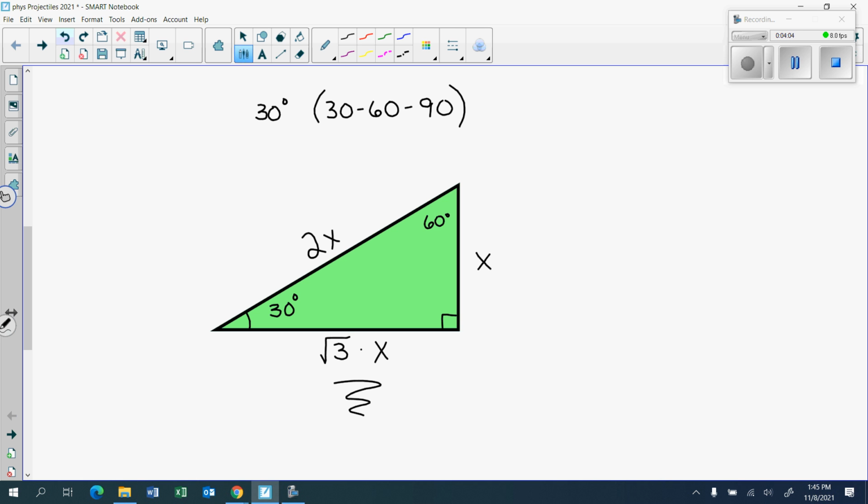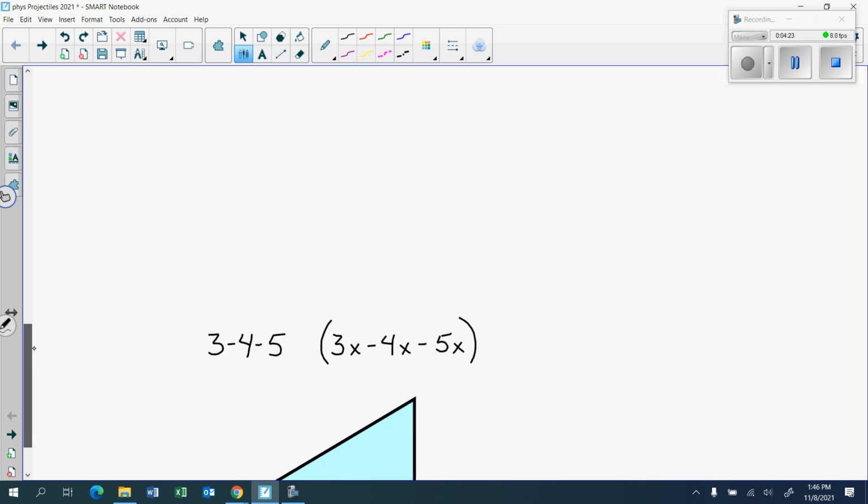Second, square root 3 is 3 keystrokes, whereas with sine and cosine I can do a single keystroke and get the same thing. So again, that is my own personal preference. You can use x, 2x, and root 3x if you want. I'm going to be using sines and cosines because that's what I do.